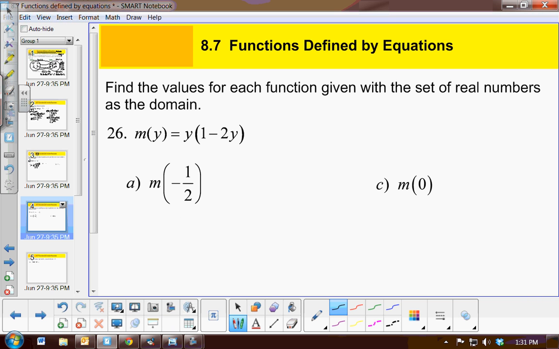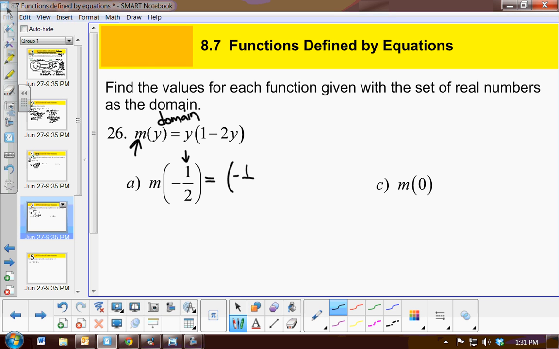Okay, here's another example. This function is called M, but notice my domain values now, we're labeling them as Y. You can use any variable you like to label your domain, okay? So now in this example, I'm going to use the M function, and my input is going to be negative 1 half. So wherever I see Y in the function, I'm going to replace it with negative 1 half.